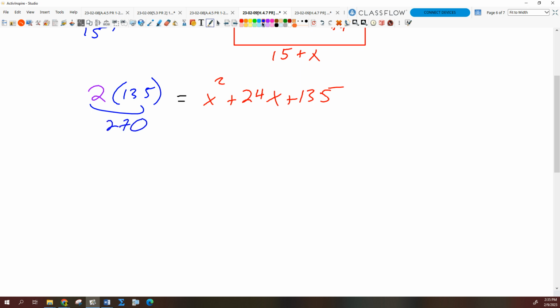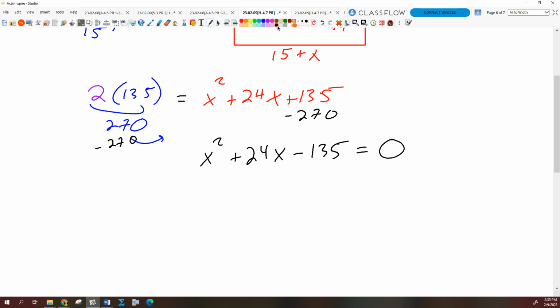What am I going to do? Okay, good, because I already have a positive number of x squareds. So I just come up with the equation then, x squared plus 24x minus 135 equals 0, right? If I subtract the 270 from both sides. Okay. Can we find numbers that multiply to negative 135 and add to 24? We might.